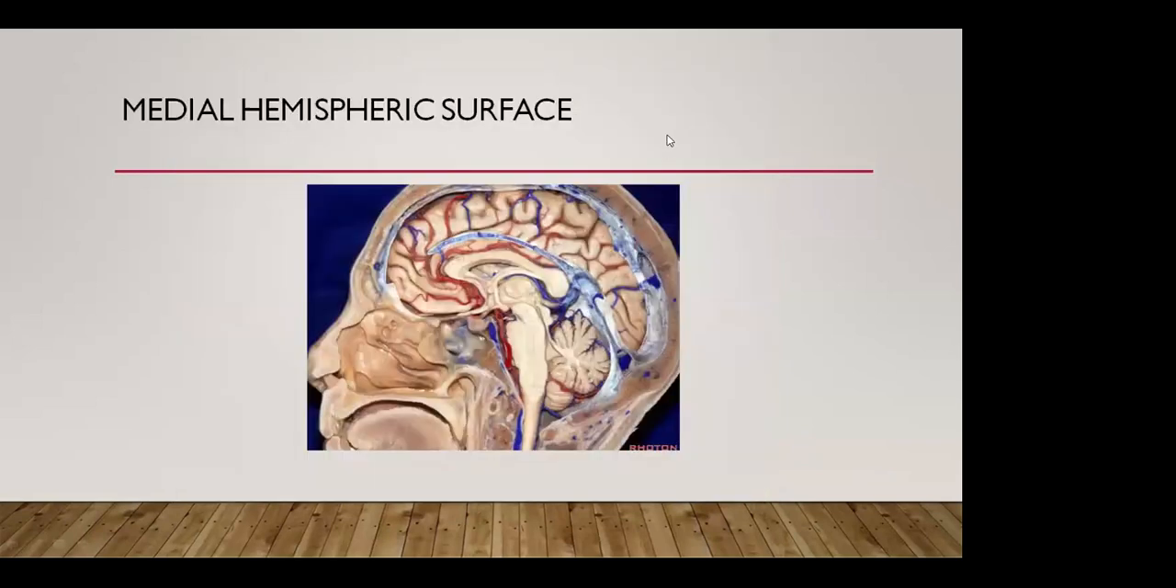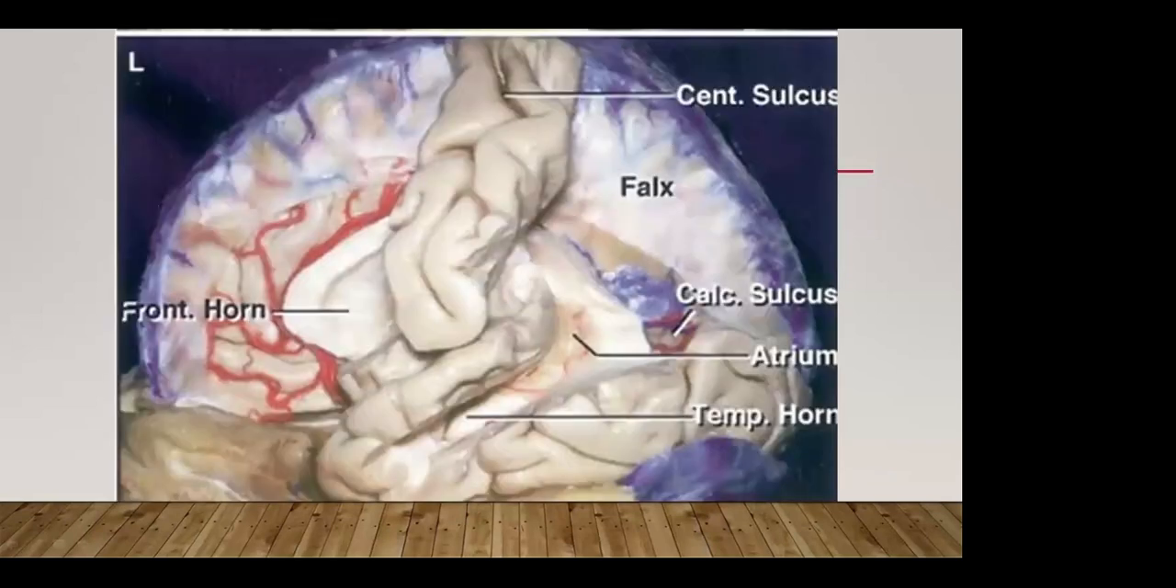Coming to the medial hemispheric surface of the brain. This is a cut section that we can appreciate. Here we have kept the area of the pre and the post central gyrus intact in order to give an orientation of what lies deep to all these structures. This is the falx cerebri, which tends to separate the two hemispheres, and just deep to the post and pre-central gyrus lies the frontal horn of the lateral ventricle.